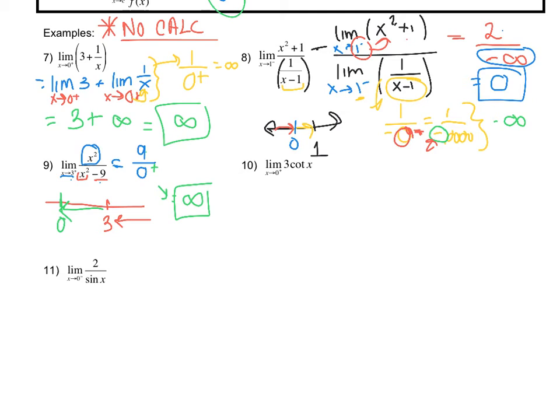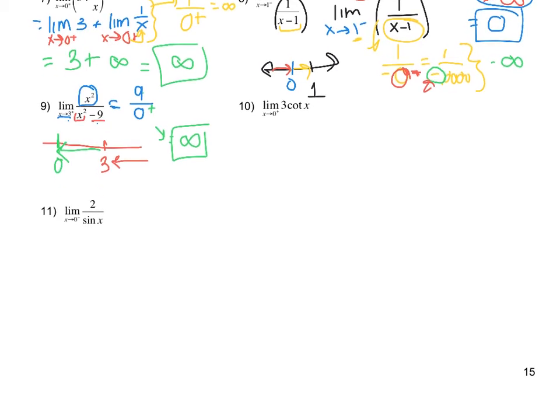Okay, these last few examples, or 2 examples, have trig functions in them, which is super exciting. So don't freak out yet, because we're still going to treat these the same way we've been treating the others. So we're looking at, in number 10, the limit of 3 cotangent of x as x approaches 0. So before we even get all flustered about cotangent, let's just rewrite this as the limit as x approaches 0 from the right of 3 cotangent.